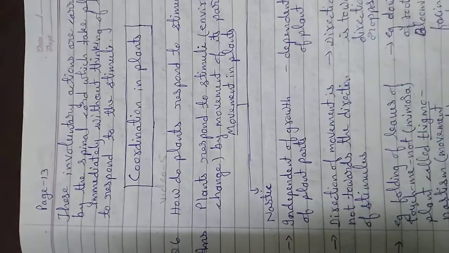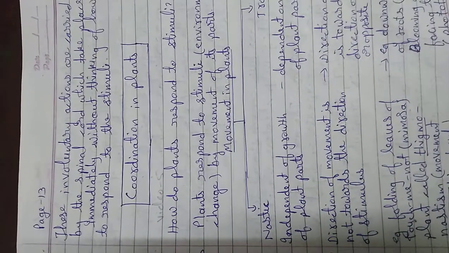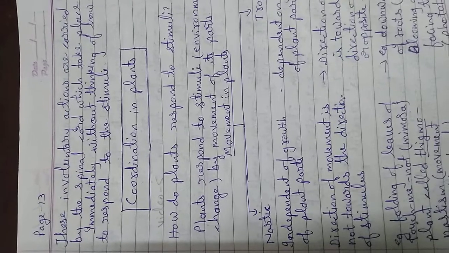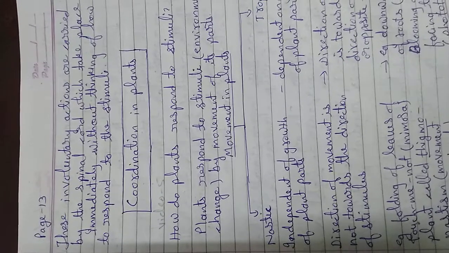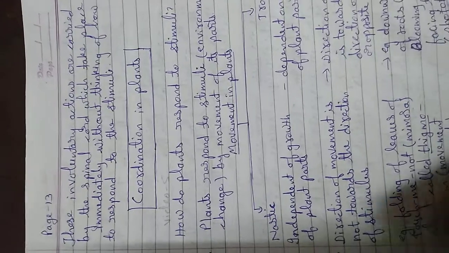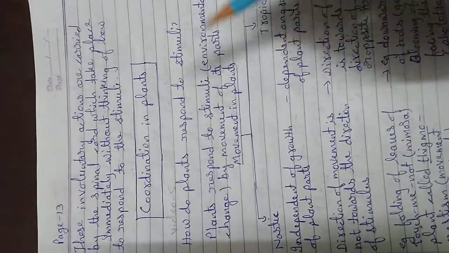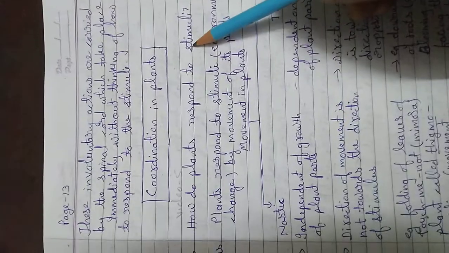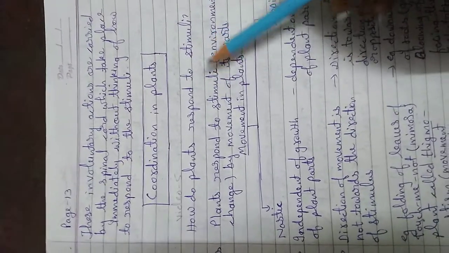Hello students, we are learning lesson 7, control and coordination, and today we are going to learn coordination in plants. This is video 5 of the chapter. Coordination in plants means how plants respond to stimuli by coordinating their parts.